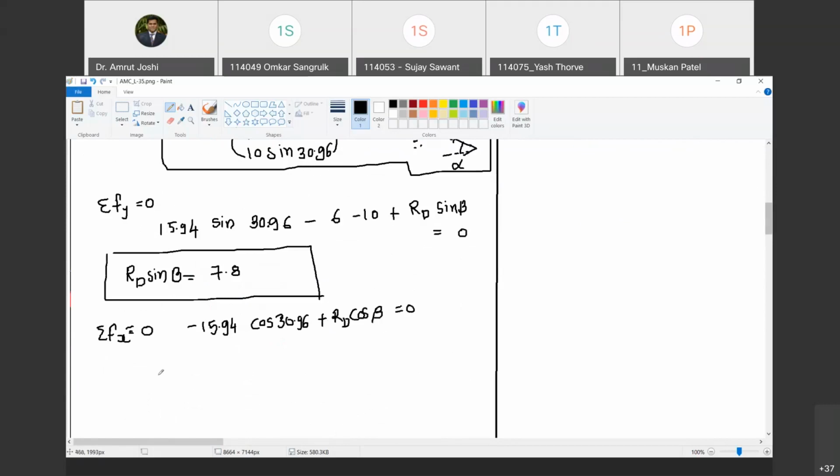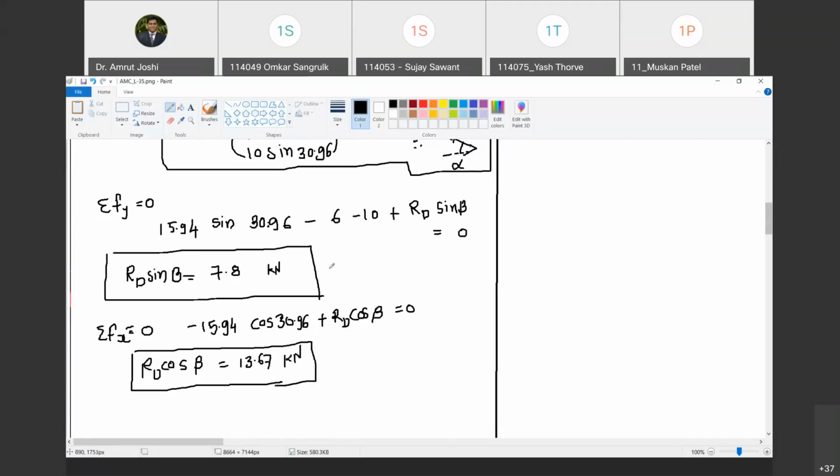Yes, sir. So how much should be RD cos beta? Tell me. 13.67. Of course, the unit is going to be kilonewton because sine beta doesn't have any unit. Do you agree with me? Yes, sir. Sine and cos beta don't have units, therefore this unit is going to be in kilonewton.